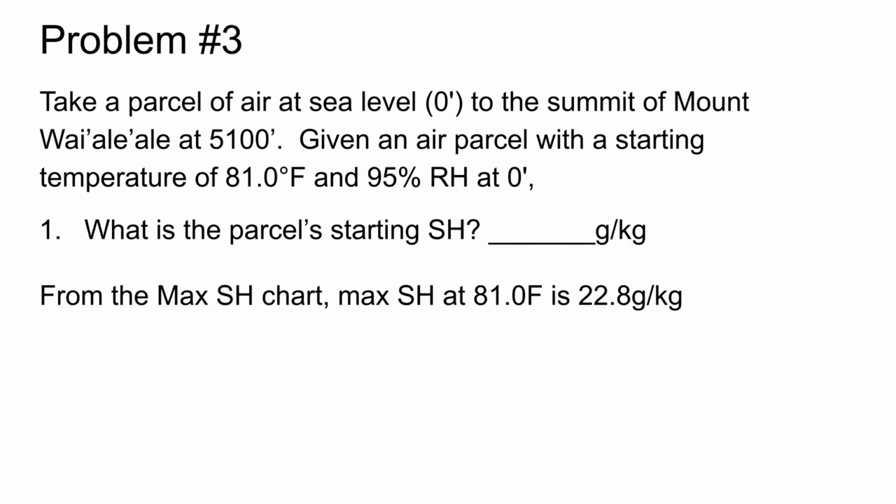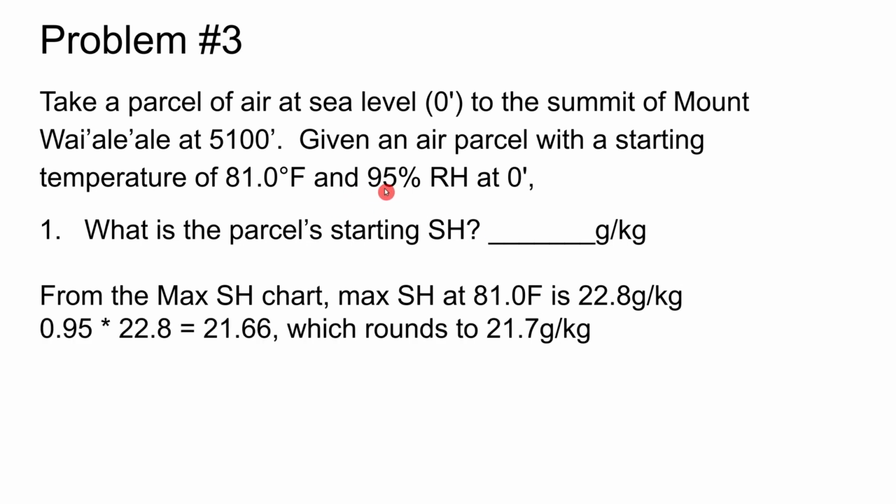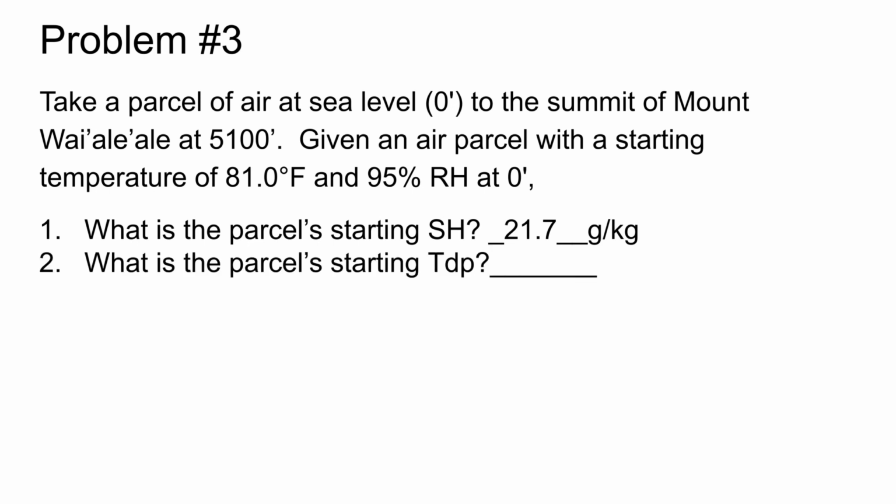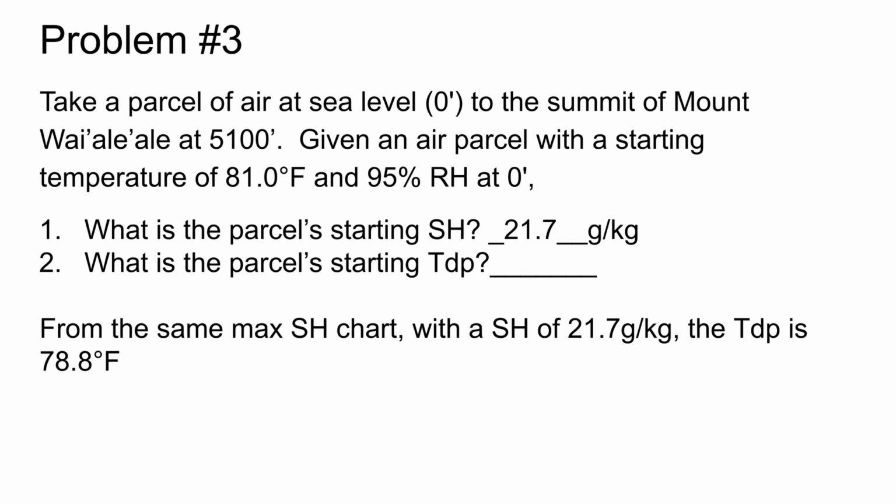So let's jump in. From the max specific humidity chart, the max specific humidity at 81.0 degrees is 22.8, so that would be the max. We have 95% of that. So 0.95 times 22.8 gets us 21.66, which we're going to round to a tenth of a gram. So the current specific humidity for the parcel is going to be 21.7 grams of water per kilogram of air. So what's the dew point temperature? Well, we know the specific humidity. We look it up on the chart with a specific humidity of 21.7. The dew point temperature is 78.8 degrees.